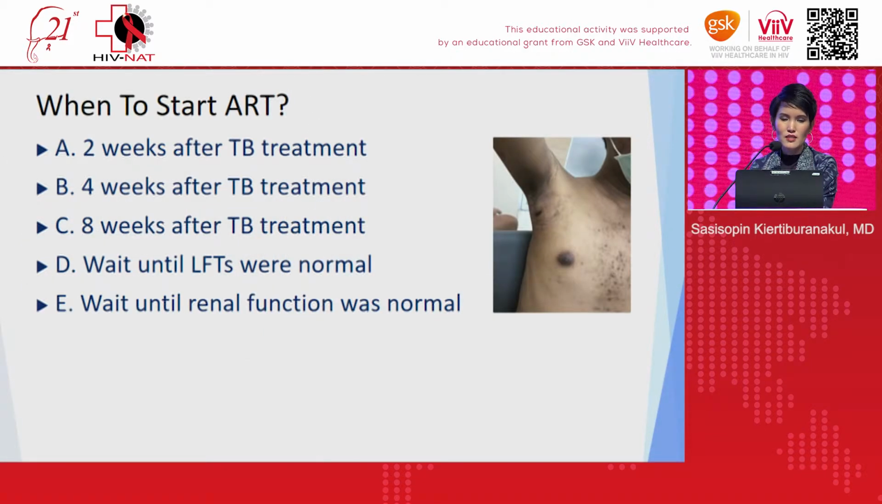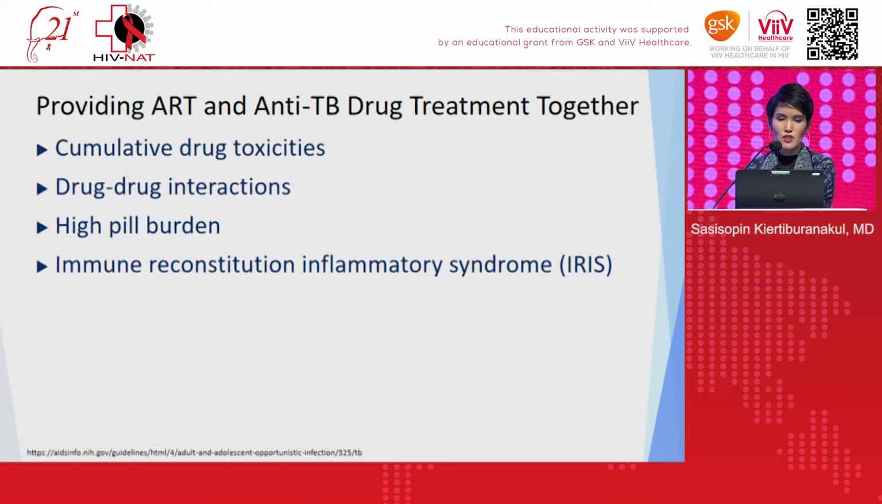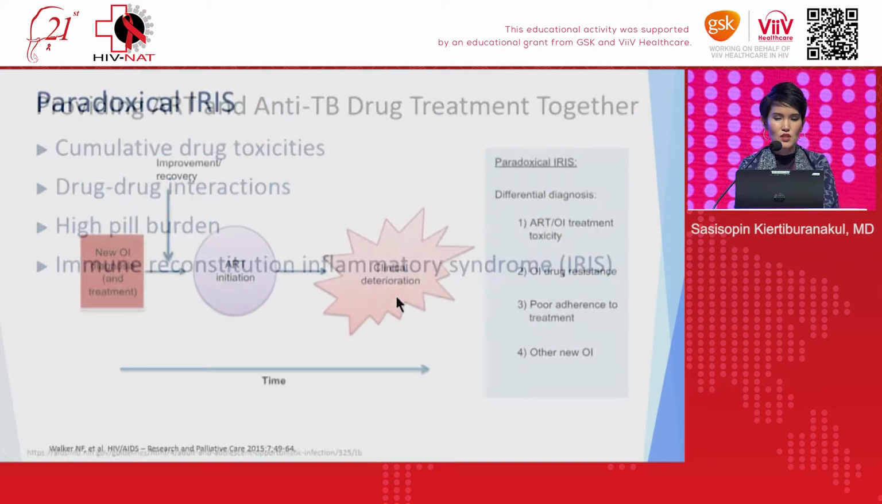So in this case, we start at 2 weeks. We didn't want to wait until the liver function and the renal function are normal. So the problems when you start ART with anti-tuberculosis drugs: many of you know that we have toxicity which is quite the same, drug-drug interactions, high pill burden, and also IRIS risk.